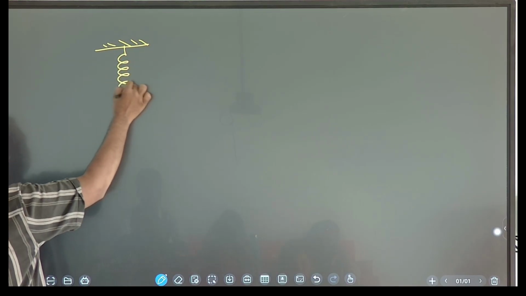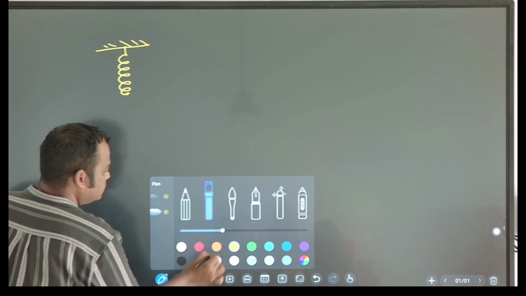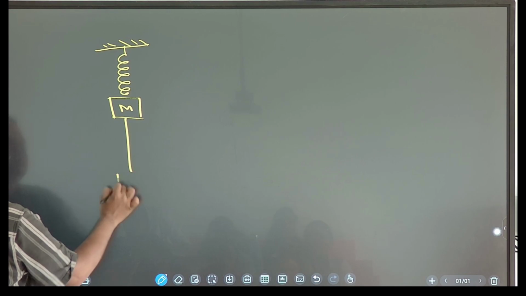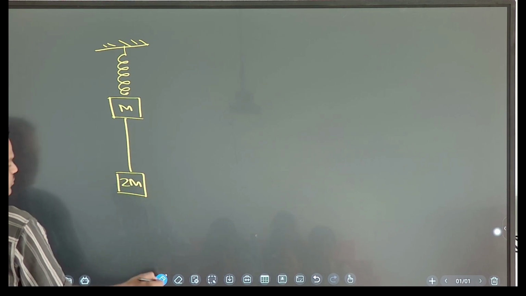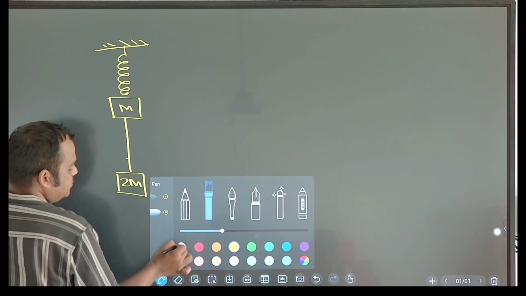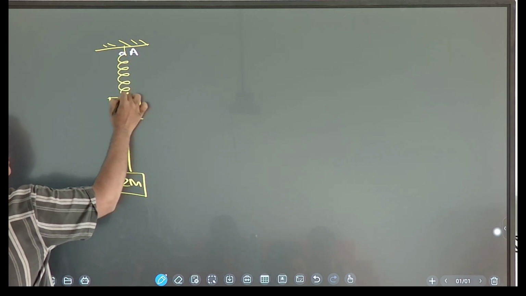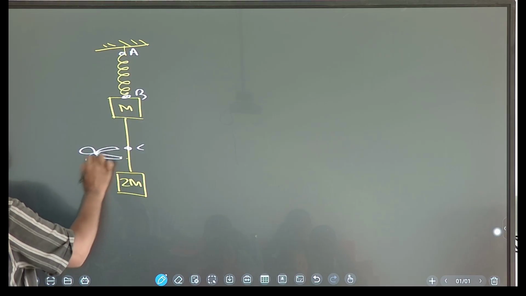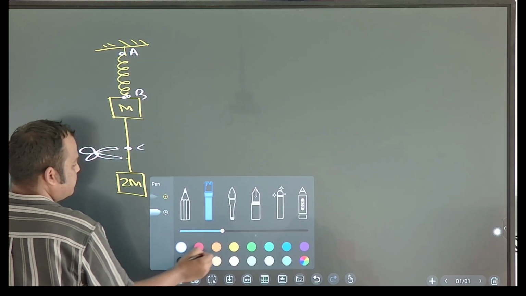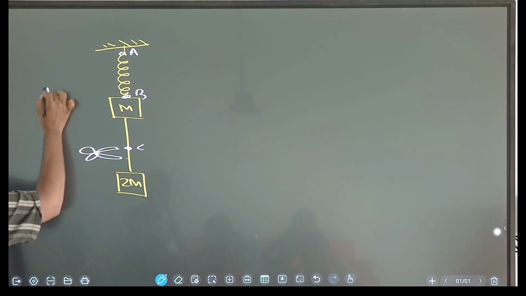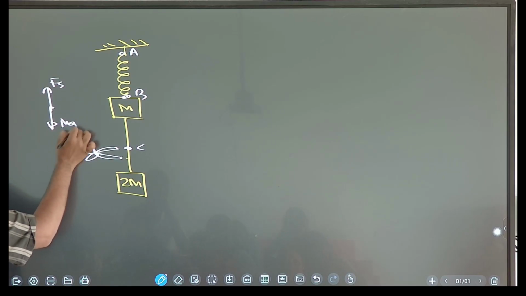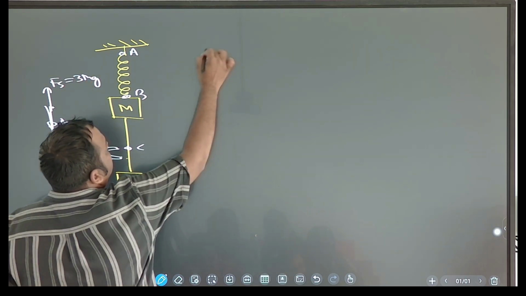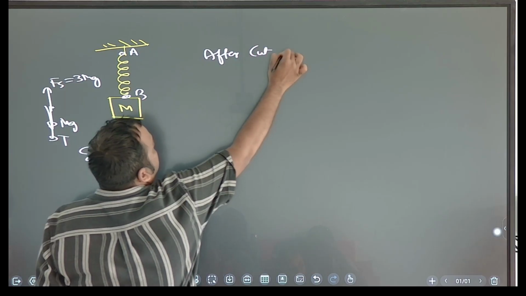So this is the spring, and this is the block M string. This is block 2M. Okay. Now 3 points are there. A, B, C. You are cutting at C. So what is the spring force before? 3 mg. Very good. Now after cut at C.